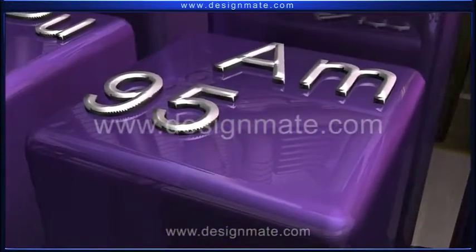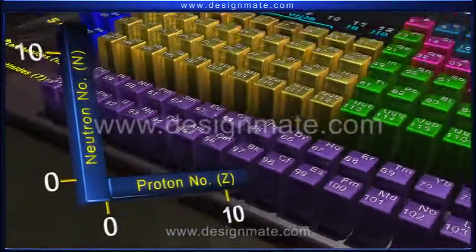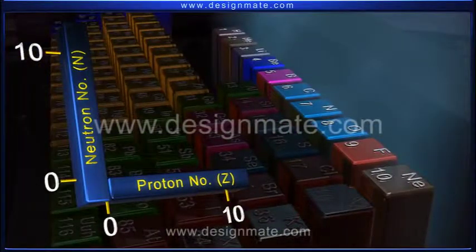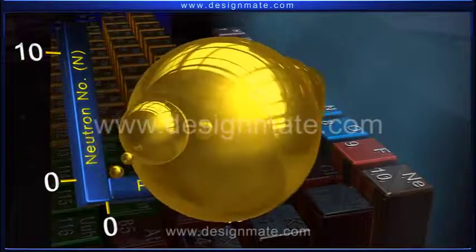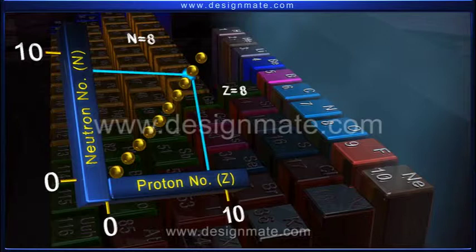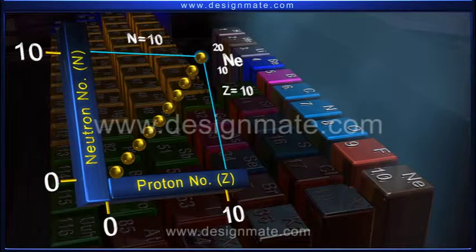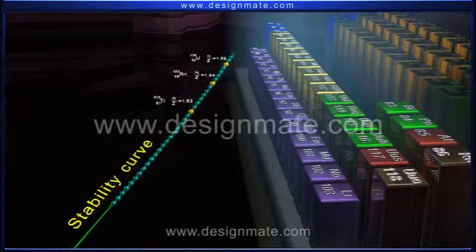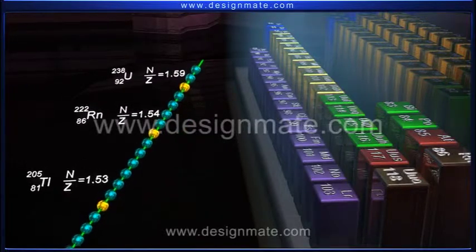On plotting a graph of neutron number versus proton number for all the elements in the periodic table, we can see that for lighter nuclei having atomic number up to 10, the number of neutrons is equal to the number of protons. This means the ratio n by z equals 1, and they are stable nuclei. But for heavier nuclei, this ratio is more than 1 as seen in the graph. These heavy nuclei are unstable. Do you know why?